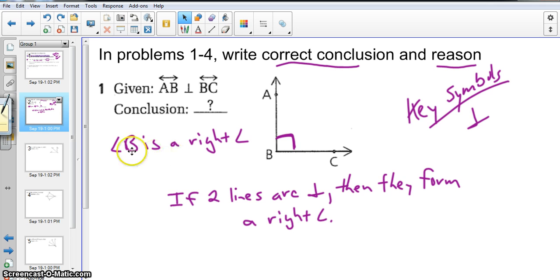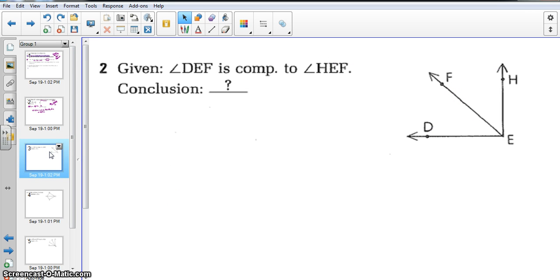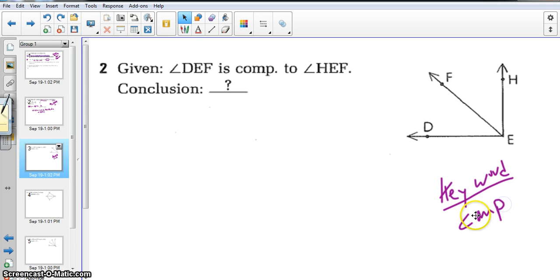Okay. Moving on to number 2. Again, our given information here. Given angle DEF is complementary to angle HEF. So again, let's identify, in our case, a key word here, which would be complementary. Thinking about the definition of what complementary means, we would know that 2 angles, the sum of them would be 90 degrees, and in our case here they are adjacent angles, so we would be able to conclude that angle HED is a right angle.